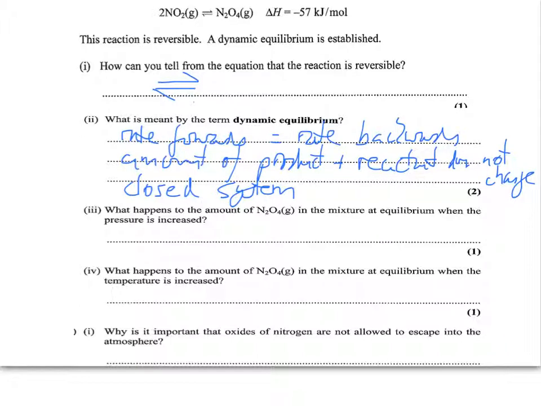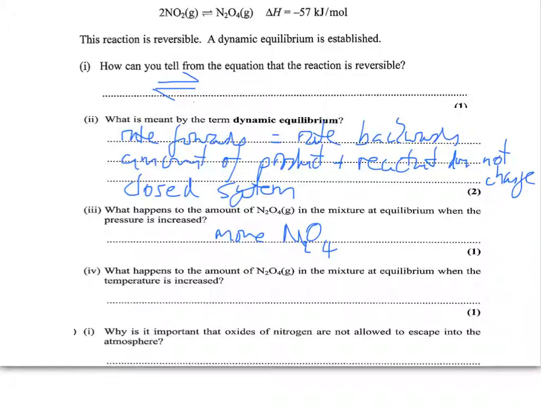And what happens to the amount of product when the pressure is increased? Now, we said on the last slide that if we increase the pressure in a system, it moves to where there are less gaseous molecules. And in this system, we have 2 on the left and 1 on the right. So, because there is less on the right, we move to the right. So we get more N2O4.